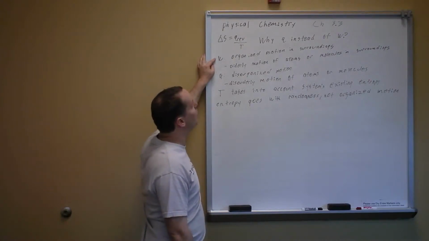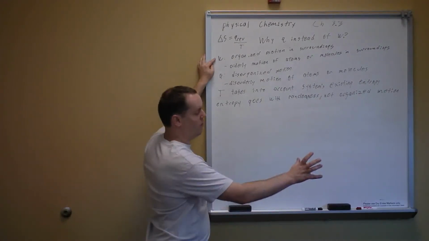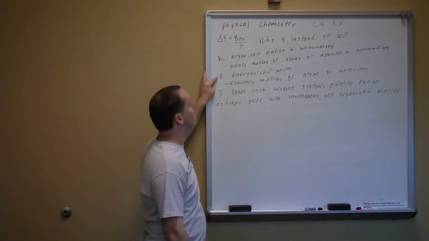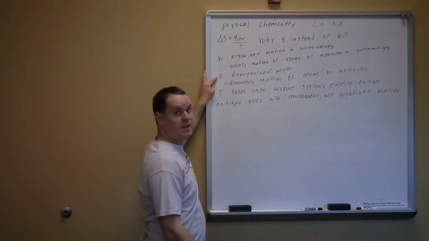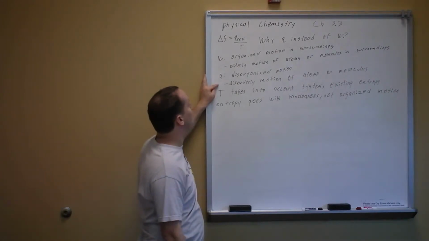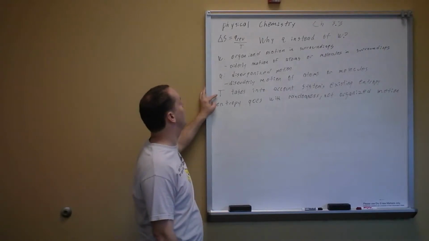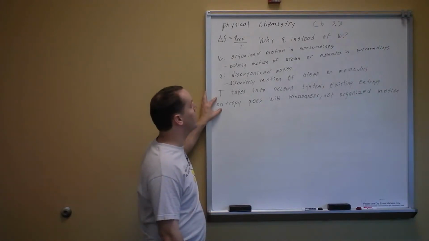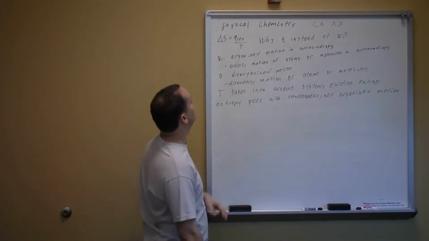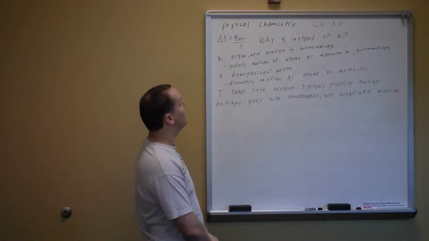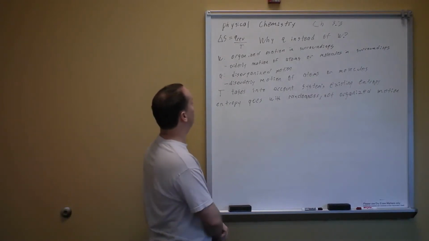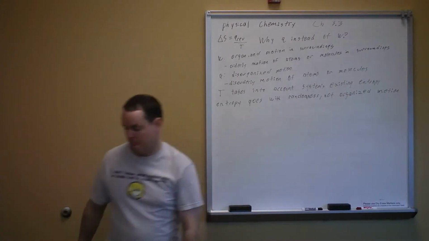Remember that work is organized motion in the surroundings. It's something moving together. It's orderly motion of atoms or molecules in the surroundings. Now Q, on the other hand, heat, this is actually disorganized or disorderly motion of atoms and molecules. Now, entropy goes with randomness, not organized motion. And the reason you're dividing by T is because that takes into account the existing entropy in the system. If it has a higher temperature, it already has a lot of entropy. If it has a lower temperature, it already has less entropy.